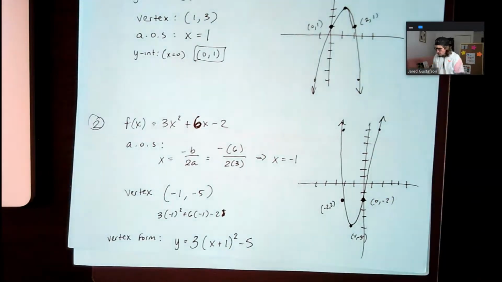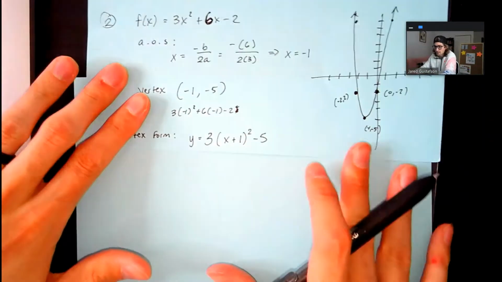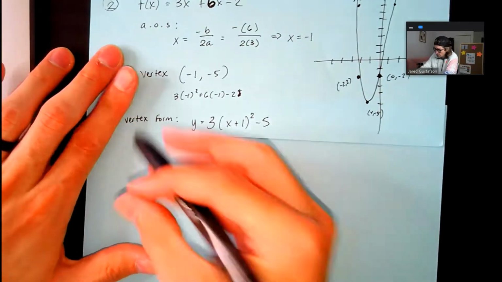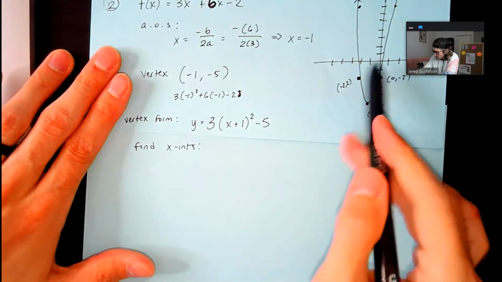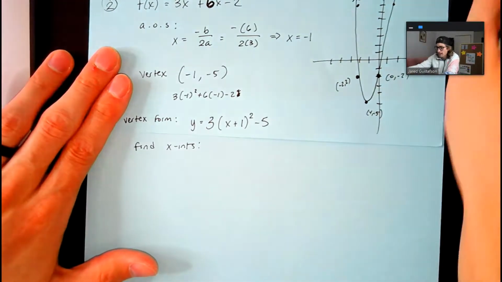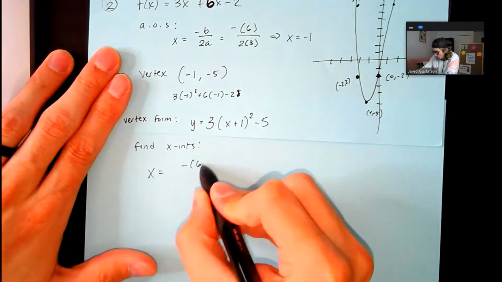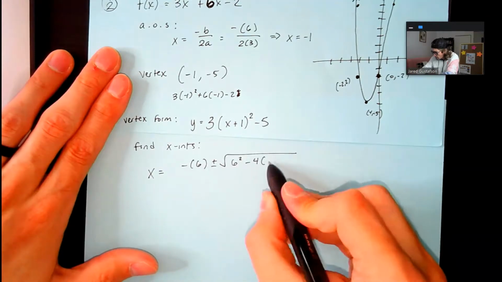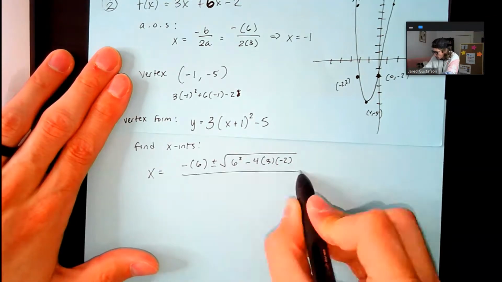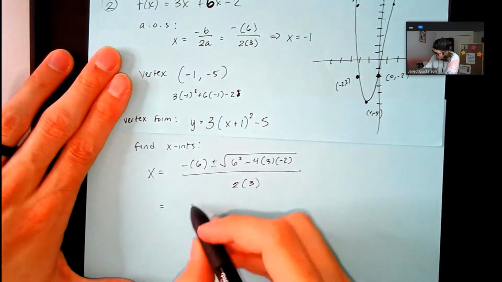The x-intercepts don't look nice, but since we're already in standard form, let's make sure we know how to find the x-intercepts. Since they're not nice, you probably cannot factor this nicely. Let's jump into the quadratic formula. Opposite of b plus or minus the square root of b squared minus 4 times a times c, all over 2a. Let's do some quick simplifying.